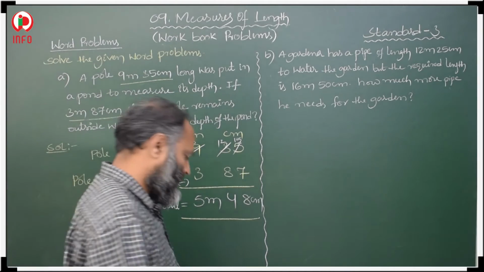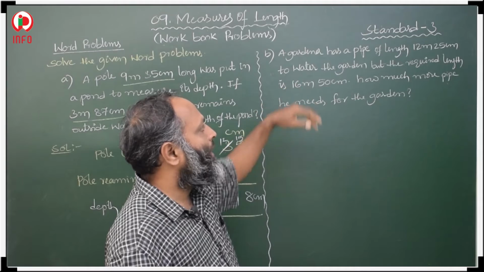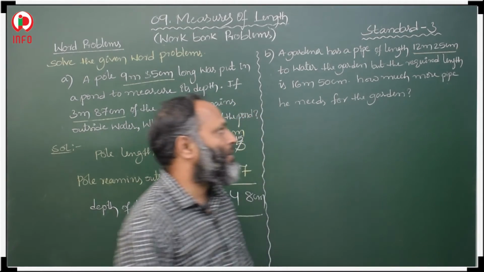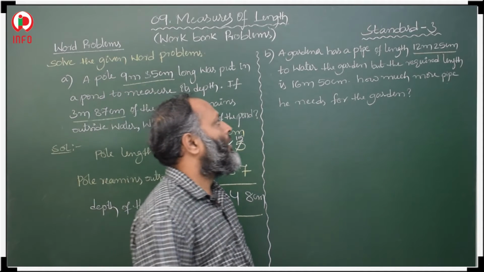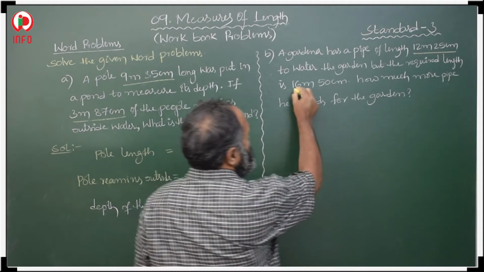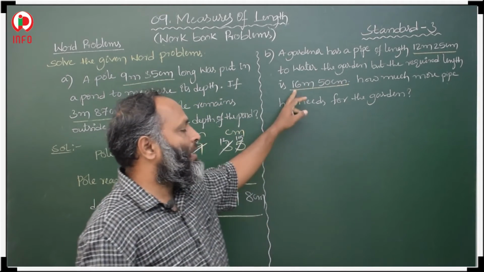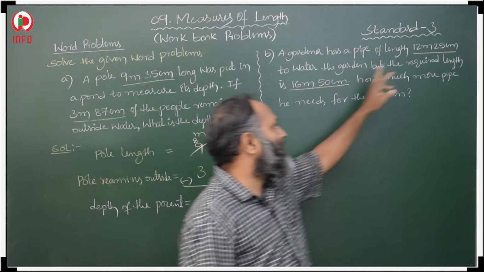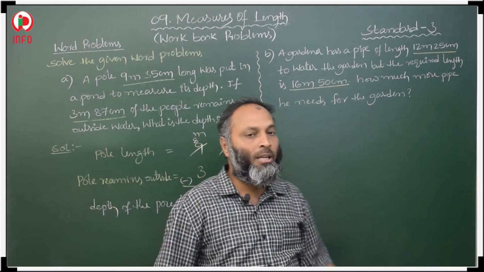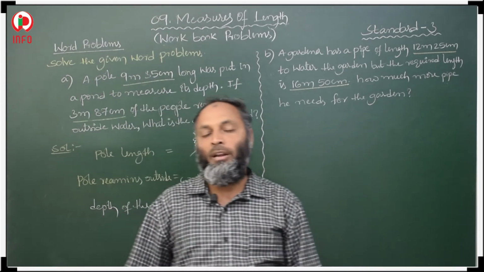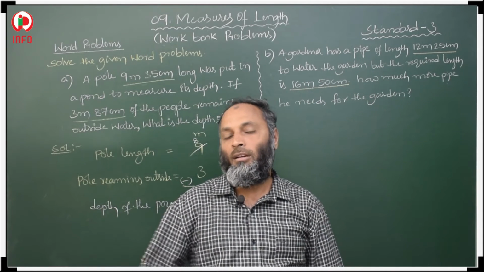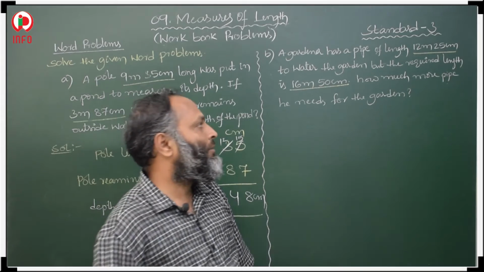Okay. Next, now the second question. A gardener has a pipe of length 12 meters 25 centimeters. He is having a 12 meters 25 centimeters pipe. To water the garden, the required length is 16 meters 50 centimeters. Actually this much length he requires, but he is having only 12 meters 25 centimeters. So, how much more pipe is needed for the garden? From the required length, we have to subtract whatever he is having. Then you will get how much more length of pipe we require.